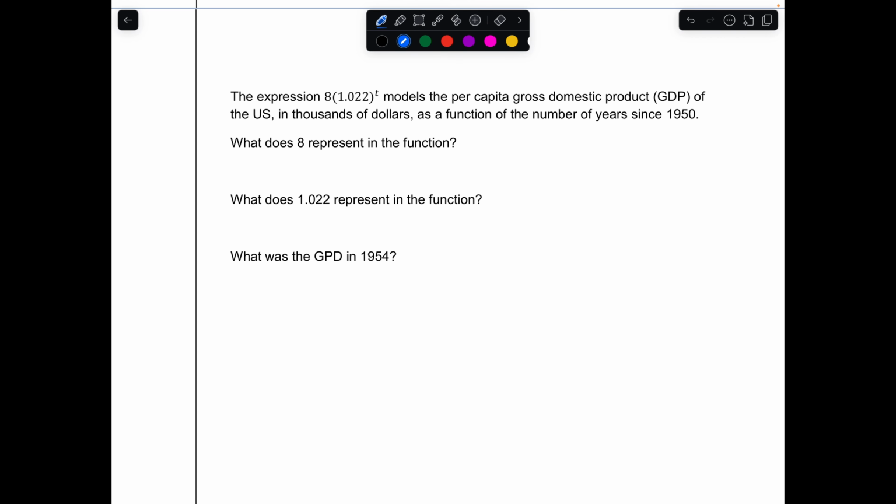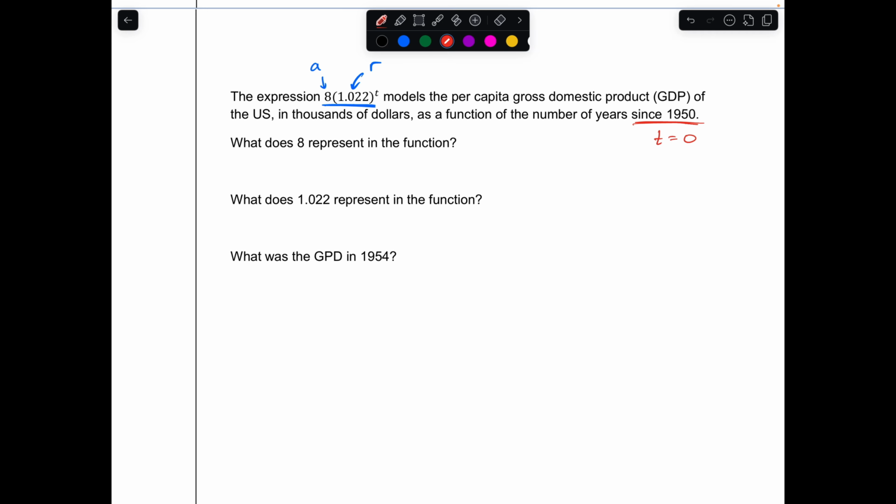All right, last one. Gives us an expression here, and right off the bat, you should be able to pick out A and R. That expression models the per capita gross domestic product, or GDP, of the United States in thousands of dollars as a function of the number of years since 1950. So, because it's saying since 1950, let's make a note here. Let's just call that T equals 0. So in 1950, that's 0 years since 1950.